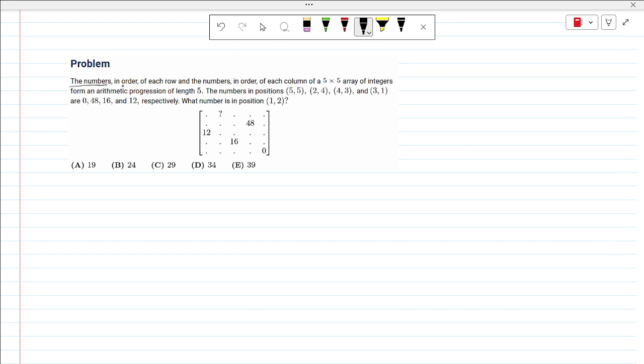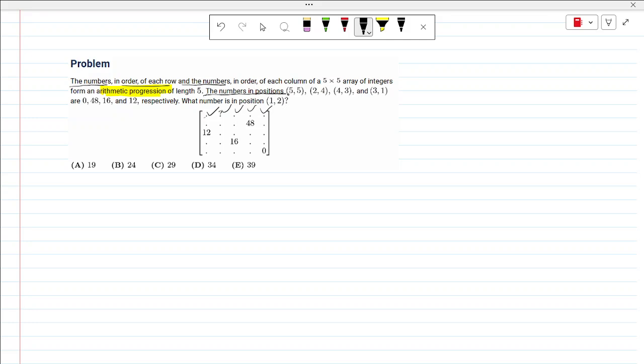The numbers in order of each row and the numbers in order of each column of a 5 cross 5 array of integers form an arithmetic progression. So note down the numbers are in arithmetic progression of length 5, 1 2 3 4 5. So every row is in arithmetic progression.